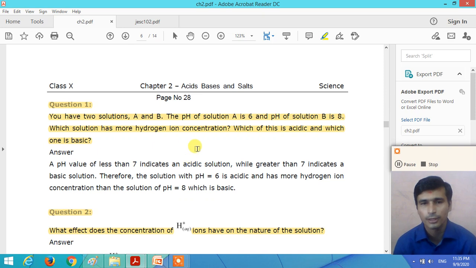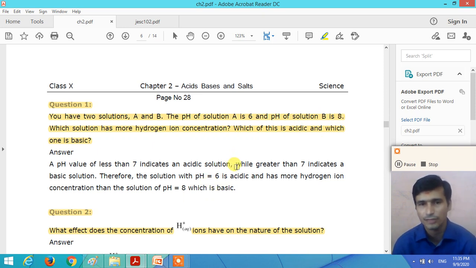So solution A has a pH of 6, so solution A is an acidic solution. It has a higher hydrogen ion concentration. And the pH value of solution B is 8, so it is a basic solution, and it has fewer hydrogen ions, right?